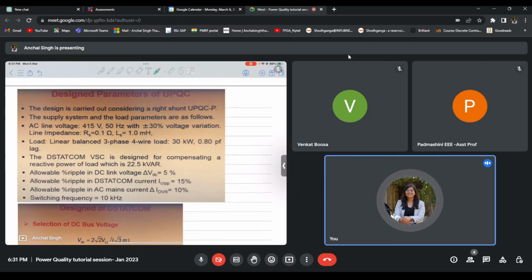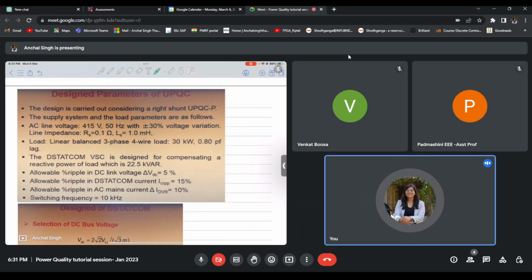So they have considered a numerical example instead of taking generic equations. So using the example, you can understand. Let us assume that we have to carry out a design of UPQC, where the supply system has a line voltage of 415 volts, 50 hertz, with the voltage variation that is plus minus 30 percent. That means it could either have a voltage swell of plus 30% or a voltage sag of minus 30%.